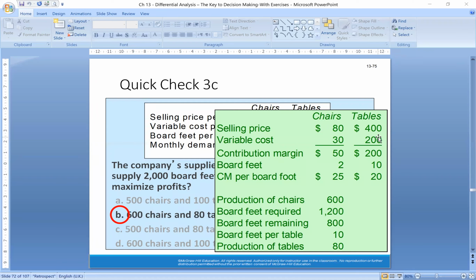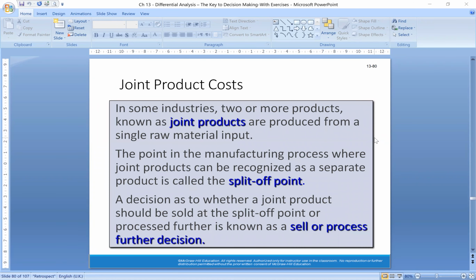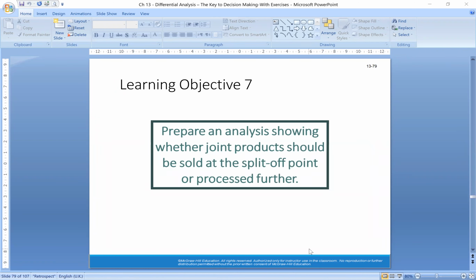Okay, I will jump to learning objective 7. Learning objective 7: prepare an analysis showing whether joint products should be sold at the split off point or processed further. This is a very interesting topic.